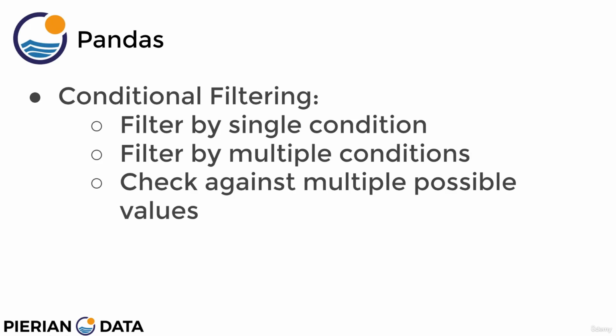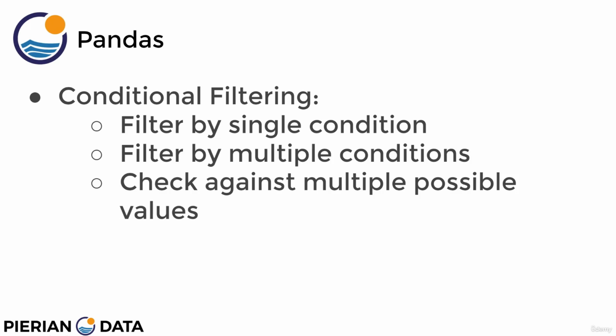So what we're going to cover right now is filtering by a single condition, which is what we just showed. And then we'll also show you how to filter by multiple conditions. Maybe you want all the countries where the population is greater than 50 and the GDP is greater than 200, or something like that. And then we're also going to show you how to check against multiple possible values.